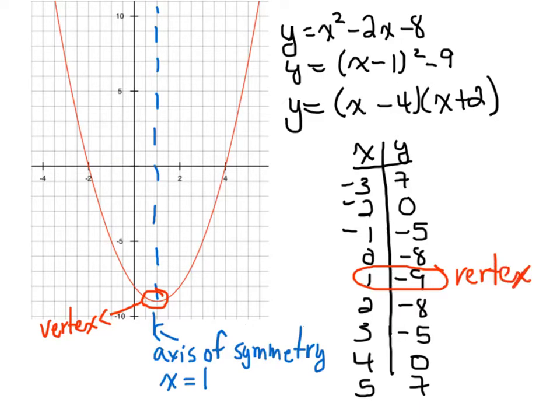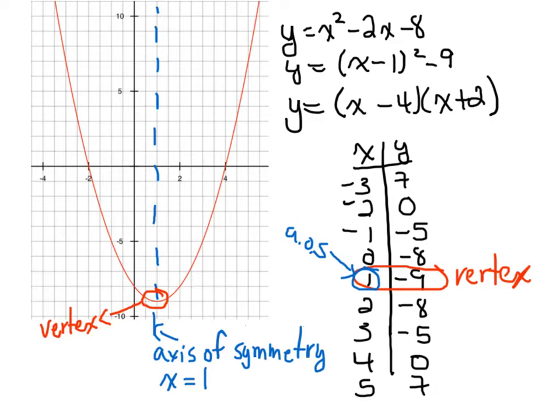Now what you should also notice is that the x-coordinate of the vertex is the same as the axis of symmetry. And so we can always pick out the axis of symmetry from the table of values, because this will be, I'm going to label it AOS, the x-coordinate of the vertex.